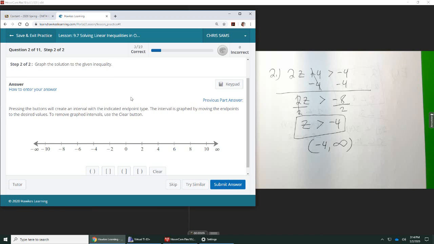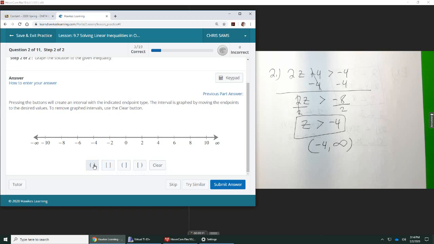And now they want us to graph this solution. So we have parentheses, both open. I'm going to drag this left one all the way to -4. And be careful, sometimes it might stop on like -4.1 or something, so make sure you go all the way, or it says exactly -4. And then this one is going all the way to the right.